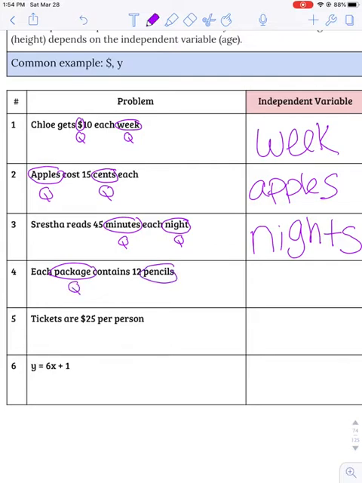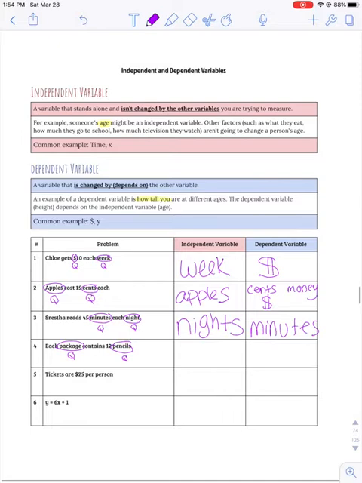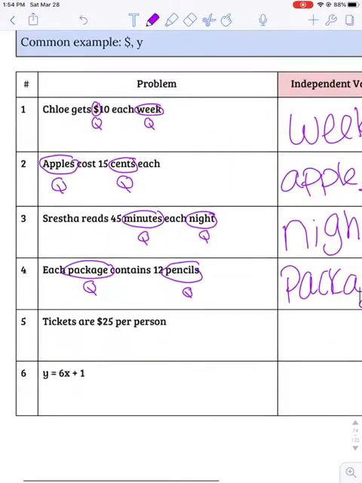All right, so I see package and pencils. Neither of these are one of our common examples, so we have to think about which one is in control. The one that's in control is the packages. At the store, you can decide how many packages to buy. You could buy 2 packages or you could buy 6 packages. But you can't walk into the store and decide how many pencils to buy. You can't say you want 13 pencils. That's not an option. The packages are more powerful, and that determines how many pencils you get. The pencils depend on the packages.